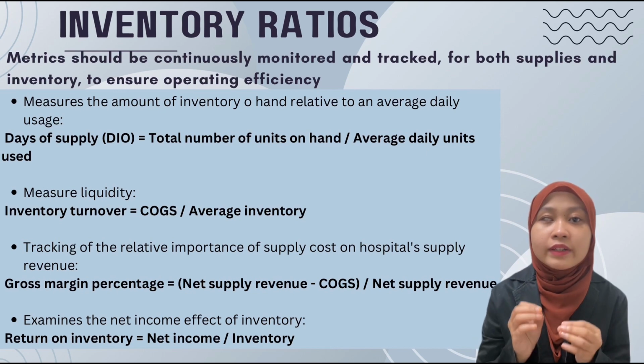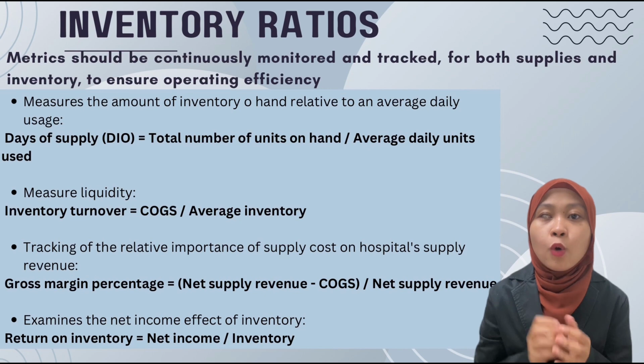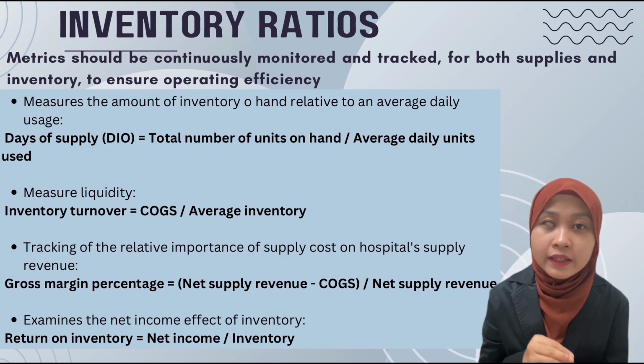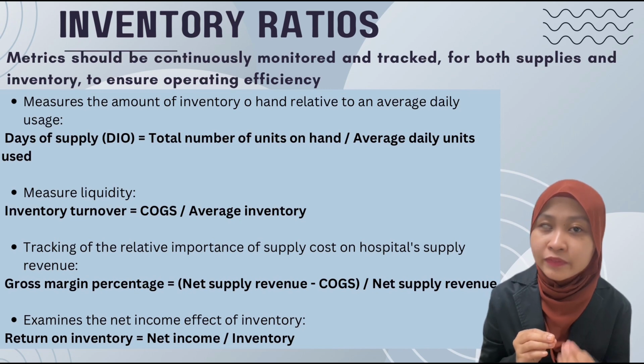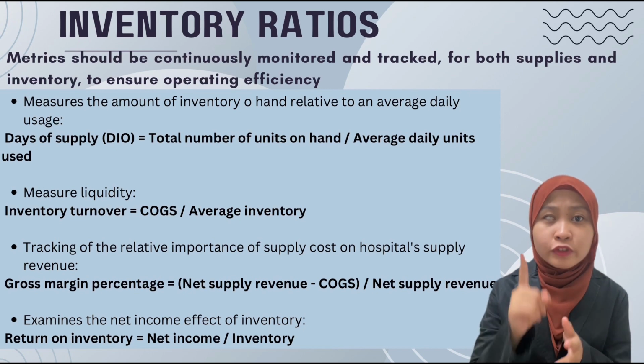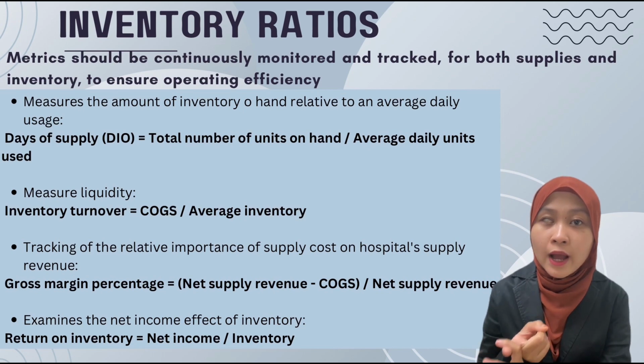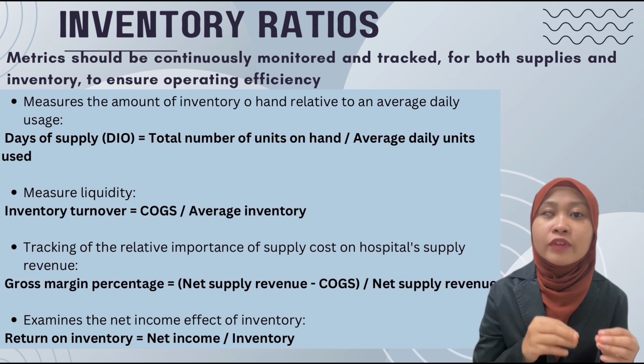Next is to calculate the gross margin percentage, where this ratio allows tracking of the relative importance of supply costs on hospital supply revenue. To get this, the first step is net supply revenue minus COGS, and then divide by net supply revenue.